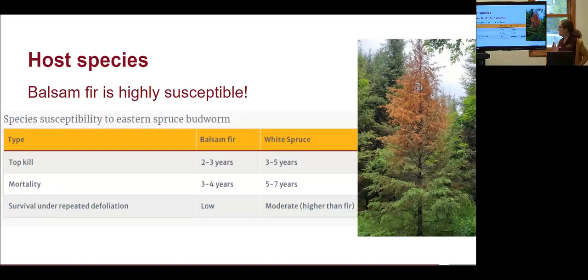When you're thinking about the trees in your yard and in your woods and how susceptible they are to defoliation and to death from feeding by spruce budworm, the most susceptible tree is the balsam fir. As you can see on the chart, they last a lot shorter than a spruce, so they'll die after just a few years of having heavy feeding from the budworm. Spruce trees last a bit longer. They can also die from this defoliation, but they'll tend to last more like 5 to 7 years compared to just 3 to 4 years for the balsam fir.